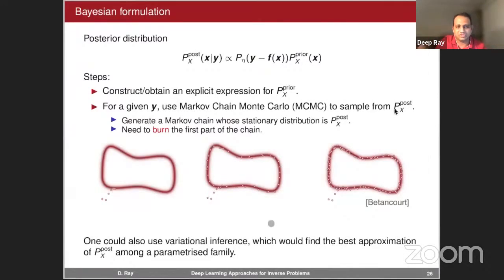One could, of course, also use variational inference instead of this. But for this talk, I will be sticking to using MCMC type of techniques to sample from my posterior.